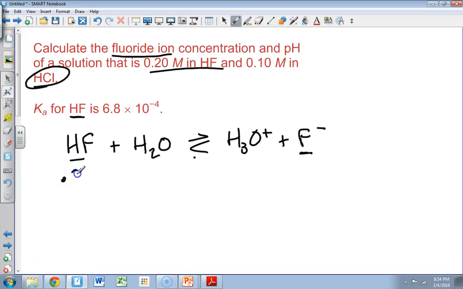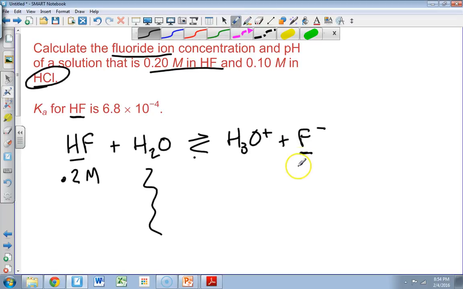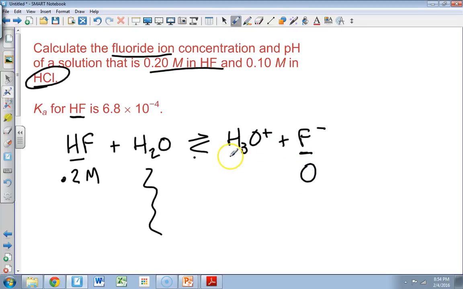What's the initial concentration of HF? Well, 0.2 molar. We don't care about water. We don't have any fluoride floating around, but we do have an initial concentration of H3O+. Where do we get the initial concentration of H3O+? It's from the HCl. So this initial concentration is not 0, it is 0.1.